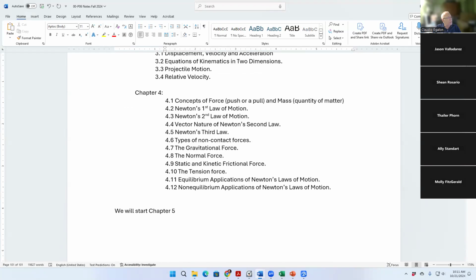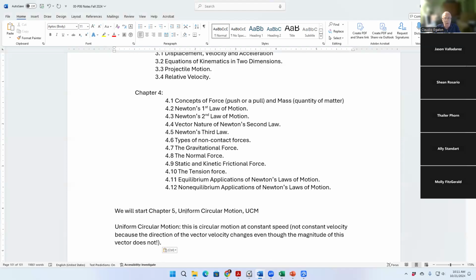We'll start chapter 5 now. So uniform circular motion, chapter 5, and I'm going to use the abbreviation UCM for uniform circular motion. Okay, so uniform circular motion is the circular motion at constant speed, not constant velocity. Remember that, right? There's a difference between constant speed and constant velocity.